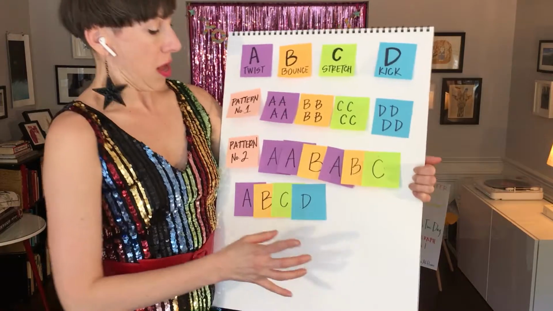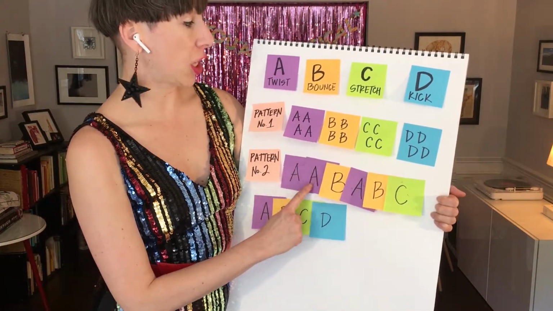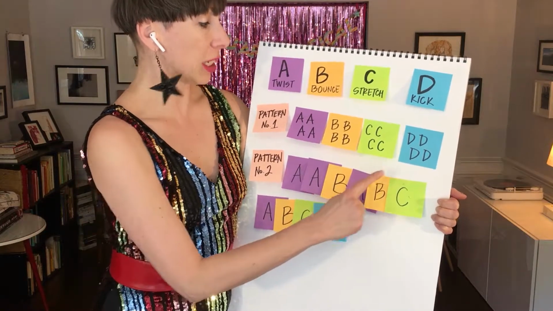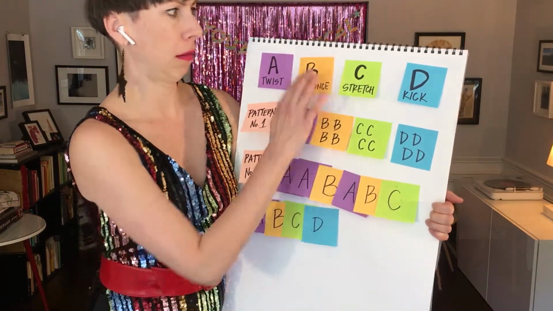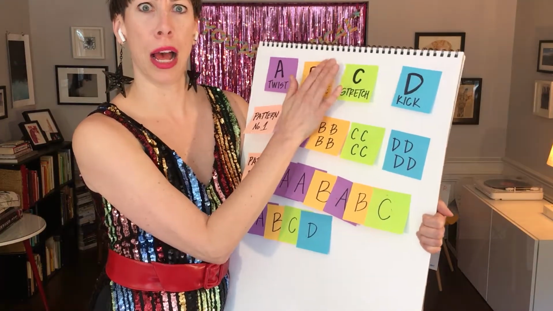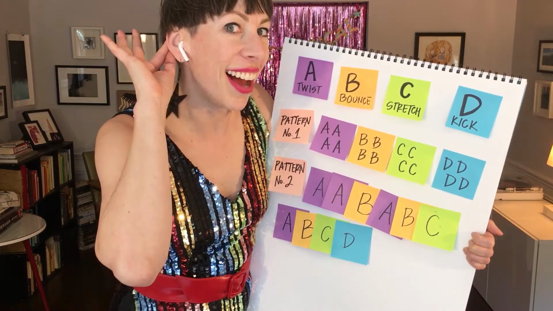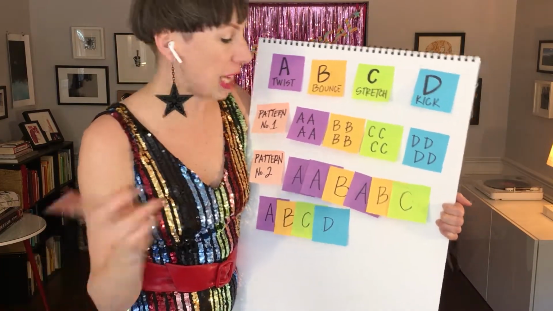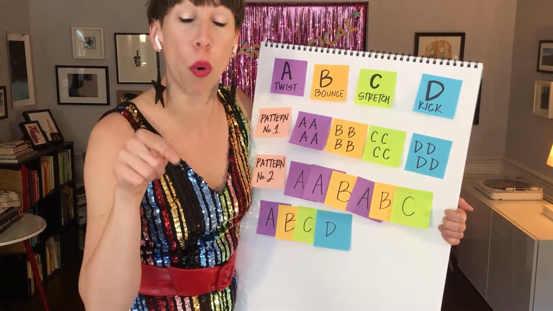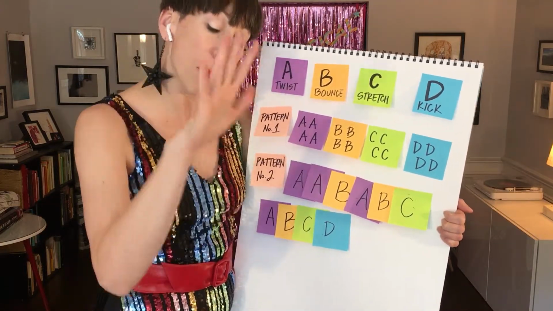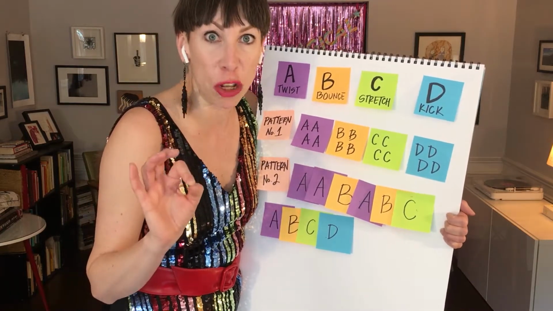Okay. Ooh, let's talk this through. We've got a twist, bounce, a twist, bounce, stretch, twist, bounce, stretch, kick. Oh, this pattern is called, can you guess it? Accumulation. It's when we accumulate. We keep gathering new moves as we go, but we always return to the beginning before we gather a new move.